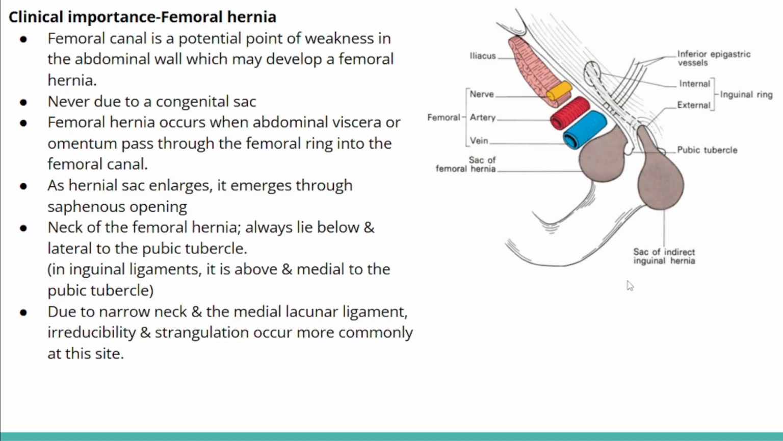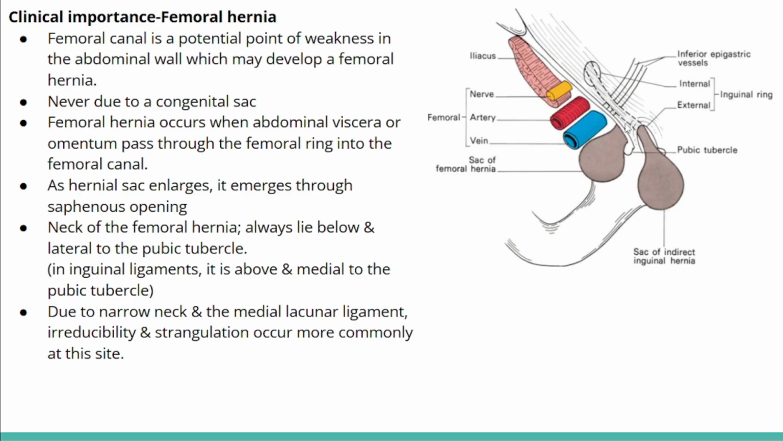What is the clinical importance of the femoral canal? The femoral canal is a weak point in the abdominal wall and it can give rise to femoral hernia. Abdominal viscera or omentum can pass through the femoral ring into the femoral canal. This femoral hernia is usually never due to a congenital sac, but rarely it can happen in children. When the femoral hernial sac enlarges, it emerges through the saphenous opening.